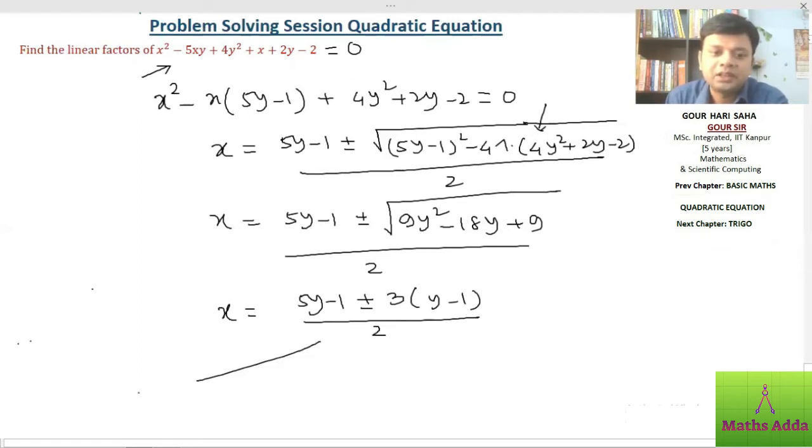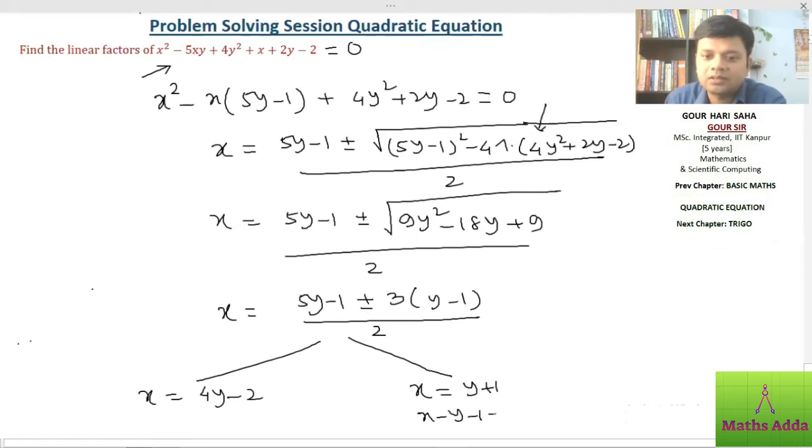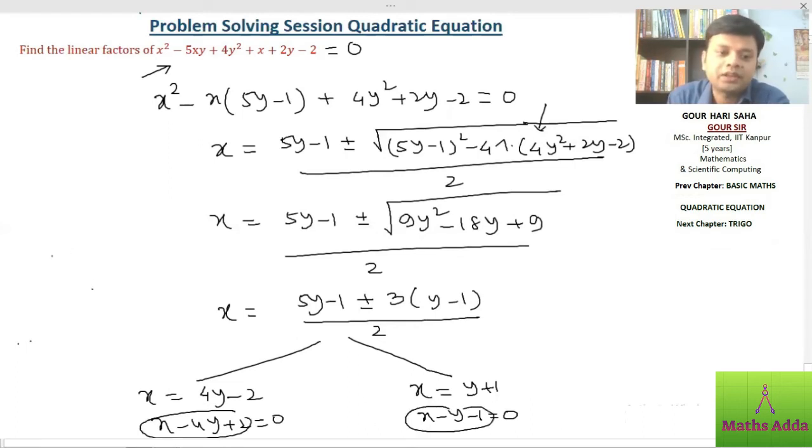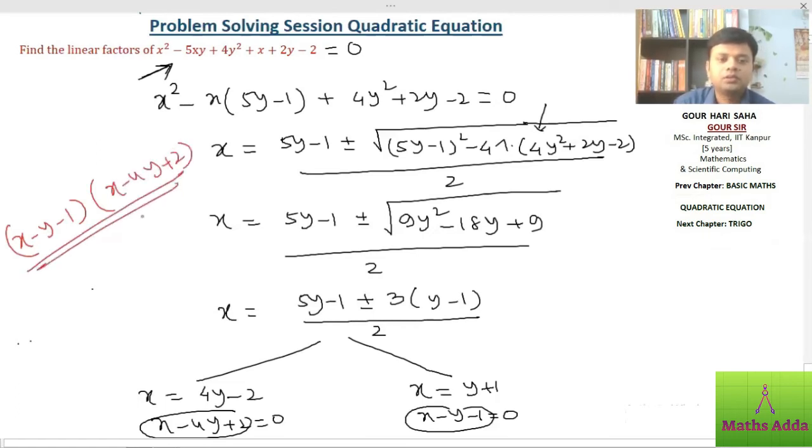So, when you take plus, x is equal to 5y plus 3y, that is 8y, and minus 3 minus 1, that is minus 4. So 8y minus 4 divided by 2, that is 4y minus 2. And when you take minus, x is equal to 5y minus 3y, that is 2y, and plus 2, divided by 2, that is y plus 1. So, the factor is here x minus y minus 1, this is a root, and here x minus 4y plus 2 equal to 0, so this is a root. So, you get 2 roots, right. This means the factors are x minus 4y plus 2 and x minus y minus 1. So, this can be written as x minus y minus 1 into x minus 4y plus 2. These are the two linear factors.